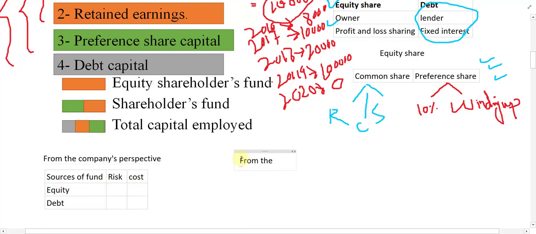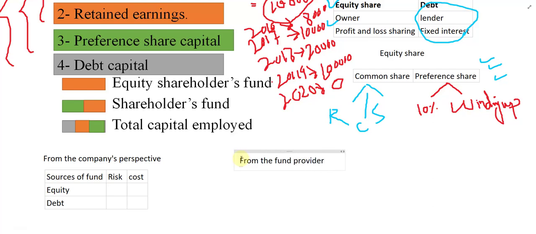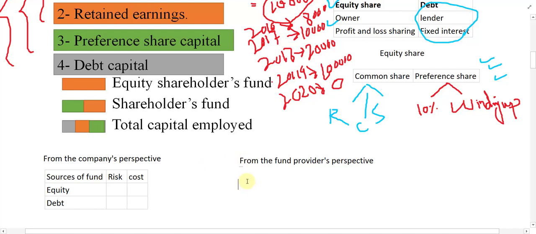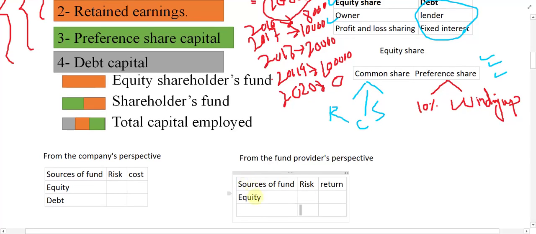And the second one, mention from the fund provider's perspective. Once again it is the same: source of fund, risk, but this time instead of cost, we have to mention return, right? Then mention equity, and of course mention debt, D-E-B-T.